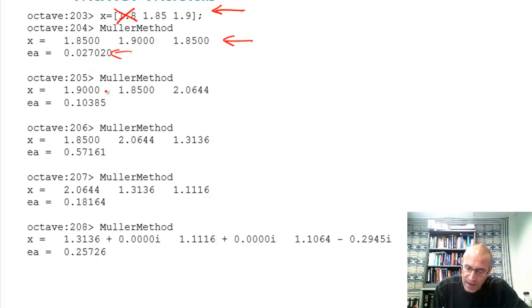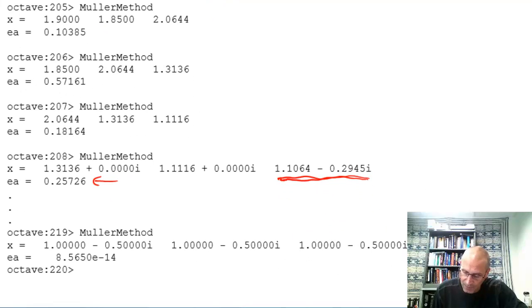Then I keep doing this as I move through, and if you notice, after running it three or four times, I'm starting to get a complex value as my guess. This is what's nice about Muller's method. You can't do that with secant and false position. I can actually find complex values. My error is still kind of large, so I'm going to keep running this.